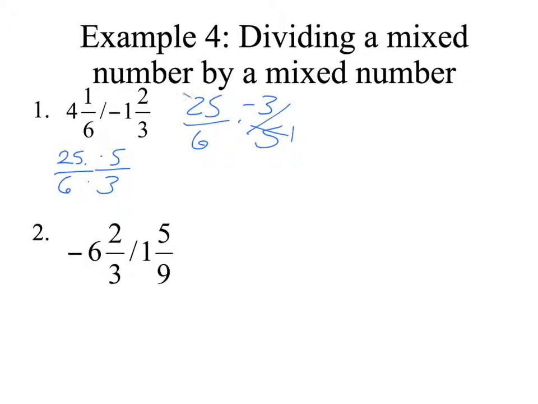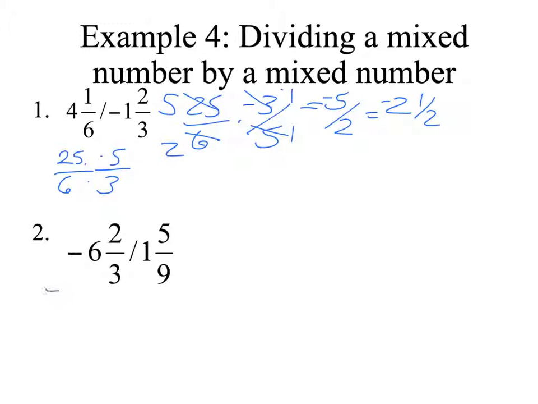5 divided by 5 is 1. 25 divided by 5 is 5. 6 divided by 3 is 2. Negative 3 divided by 3 is negative 1. That's negative 5 over 2, which is going to give me negative 2 and 1/2 as my final answer.